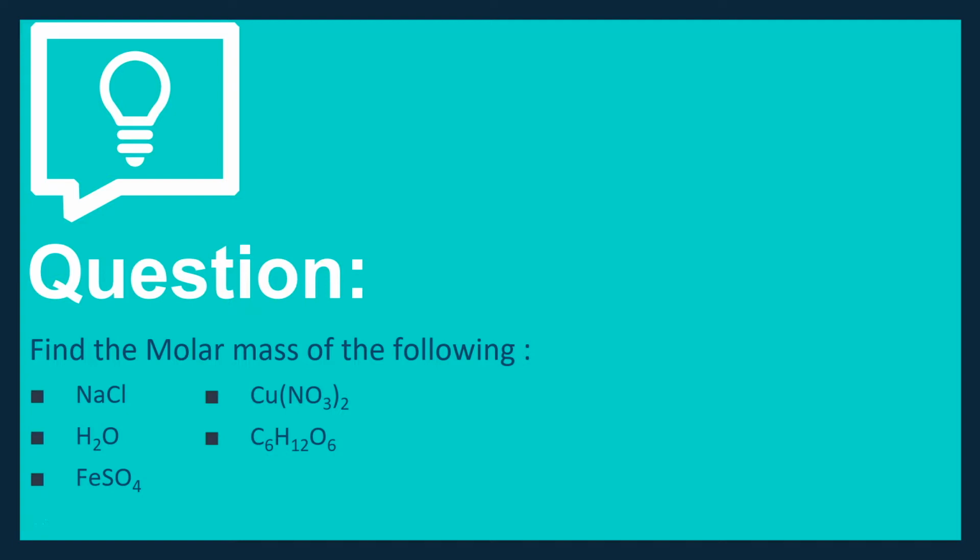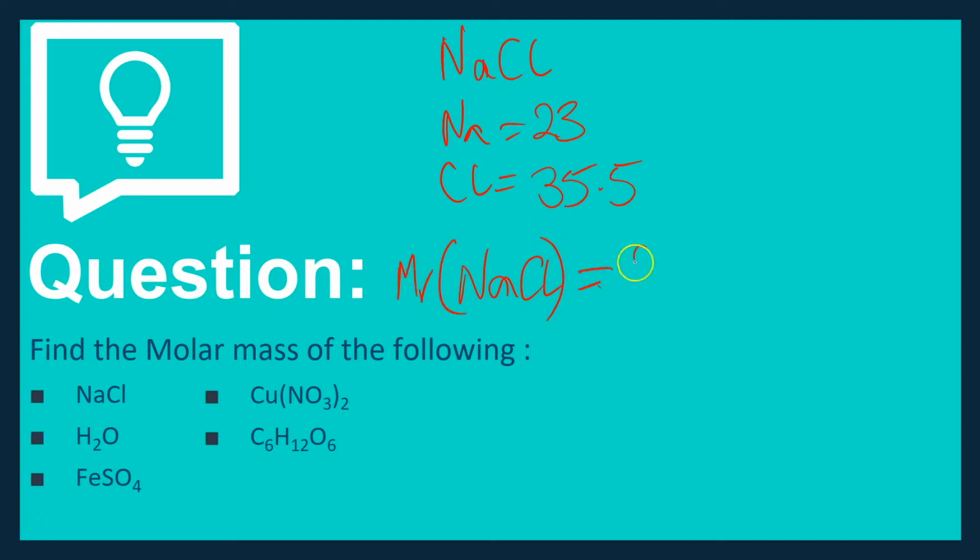Alrighty, so let's go through the answers for these. I'm going to do them one at a time, and I'll have to clear the screen after each one. But let's start with sodium chloride. So I'm starting with NaCl. And so if we think about it, Na and Cl are the 2 elements we've got. We need to know how much each of them weigh. So Na, sodium is 23, chlorine is 35.5.